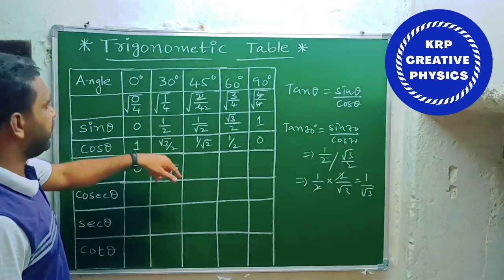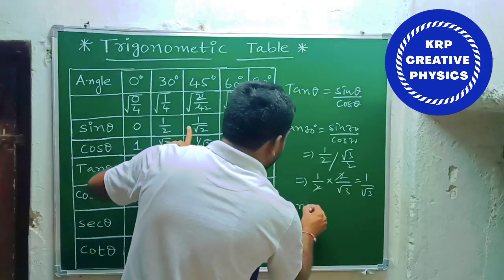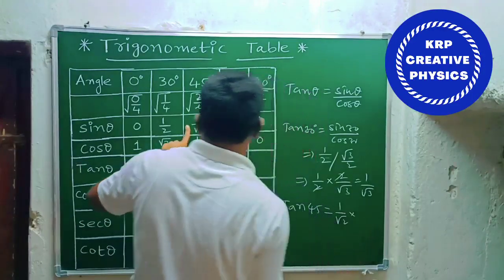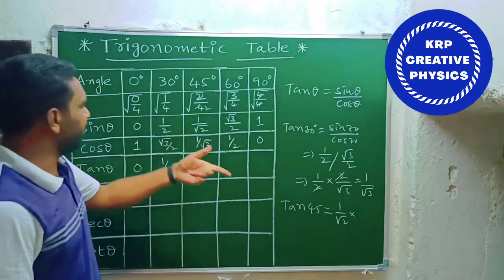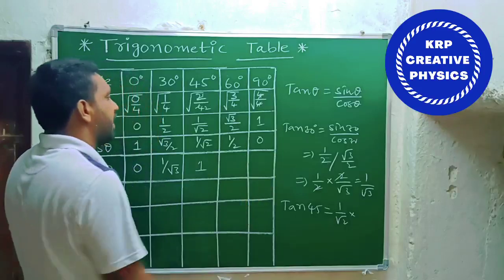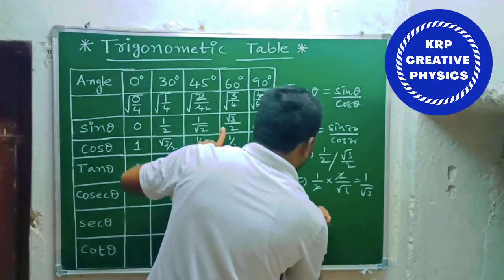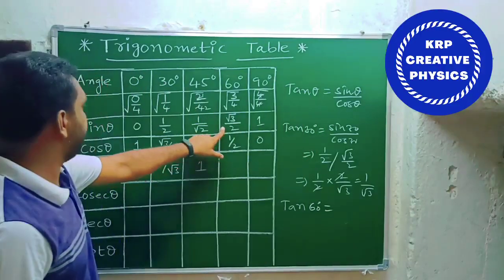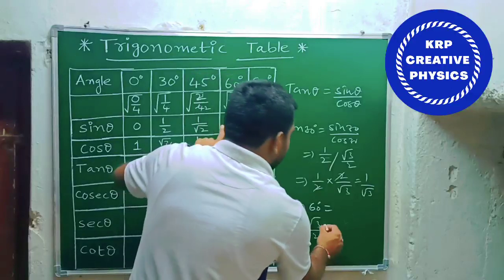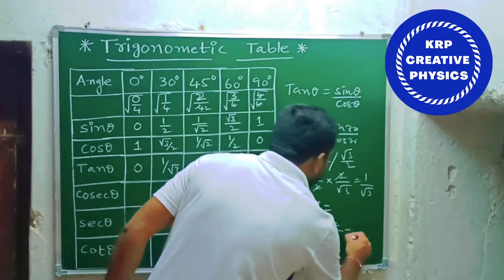And what about tan 45 here? Sine 45 by cos 45. So tan 45 equal to, I am going to write here directly. Sine 45 is 1 by root 2. Okay. So we don't need to do anything. Why? Because 1 by root 2 by 1 by root 2 both get cancelled, we get 1. No problem with it. No need for calculation. And if we consider tan 60, tan 60 equal to what here? Sine 60 by cos 60. Sine 60 equal to what here? Root 3 by 2. So root 3 by 2 by 1 by 2. So if we rearrange the equation, it becomes what here? 2 by 1. 2 gets cancelled, we get root 3.